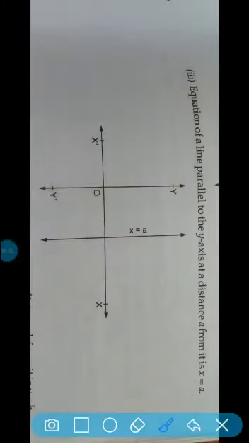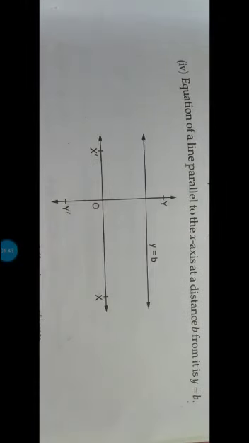So for that we will plot the graph that way, with the x-axis and y-axis. We know that at the y-axis x is 0 and at the x-axis y is 0. Now another property is that the equation of a line parallel to the y-axis at a distance a from it is x equals a. Now here we will draw a line parallel to the y-axis.